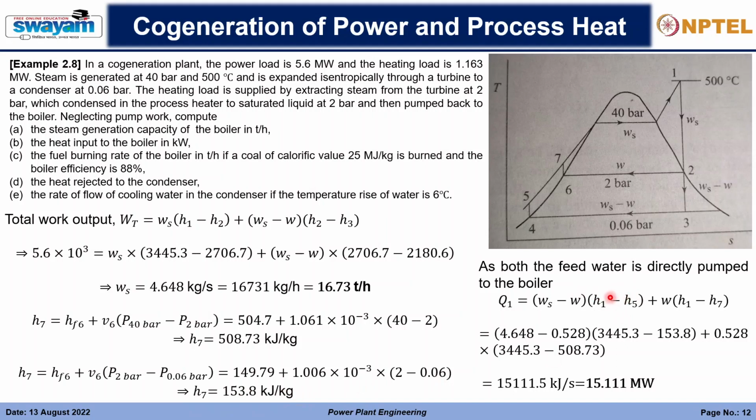So accordingly, when we put this into the formula, we will get the total amount of heat which is taken up by the feed water to become steam with properties 500 degrees Celsius at 40 bar. So this is the total amount of heat. Okay, so that is 15.11 megawatt. So we got the heat input to the boiler. In kilowatt we can write that as 15,000 kilowatt.